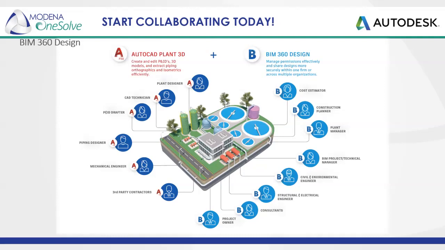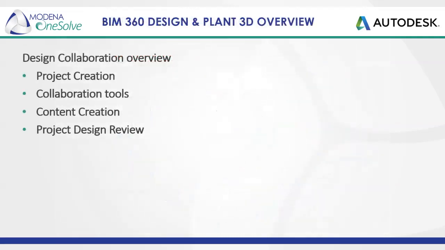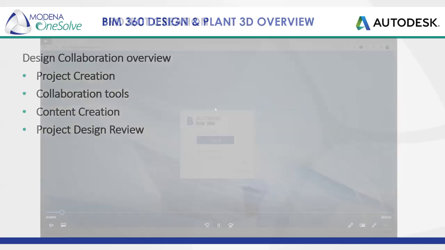Okay, so the next portion I'd like to go over quickly is the steps for setting up a Plant 3D project inside BIM 360 and having a look at that design collaboration overview. It really consists of a few steps in that workflow. We have the actual project creation. From there, we move on to collaboration tools, which also consist of security and permissions. We have content creation, and then finishing off with the project design review. So I'm going to go into project creation first.